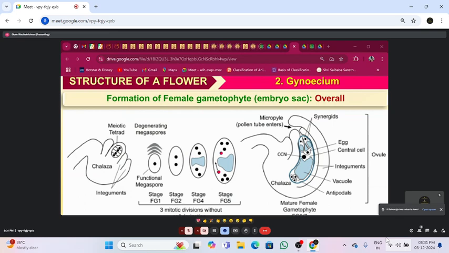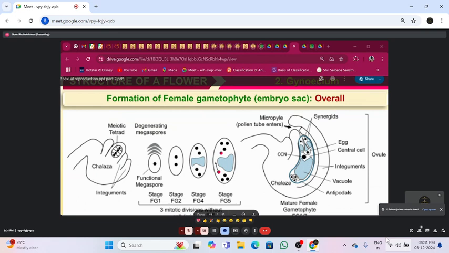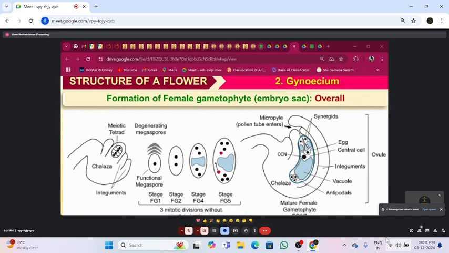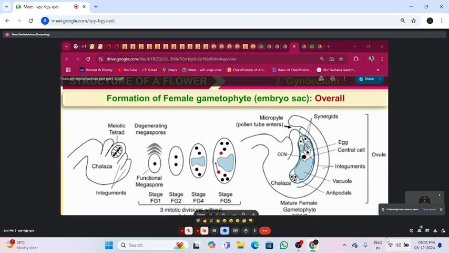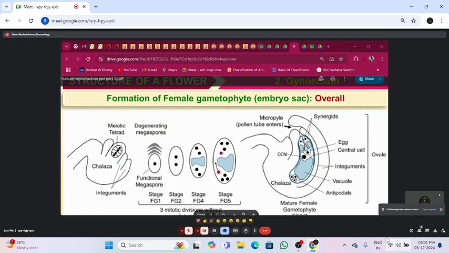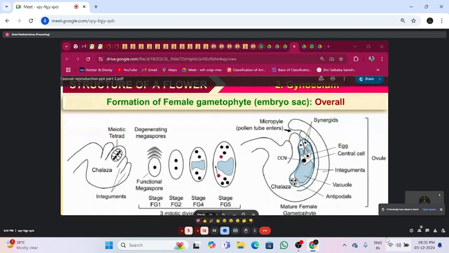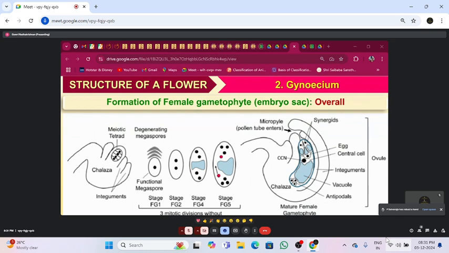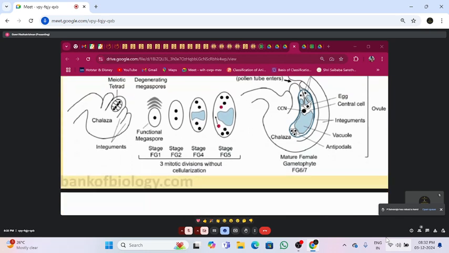Now, the formation of the female gametophyte overall. First, a meiotic tetrad is formed, and of the four, three degenerate and only one becomes functional. Then the nucleus divides and becomes eight nuclei. Of those, two stay in the central part to be the polar nuclei, three become antipodals, and then two synergids and one egg cell.